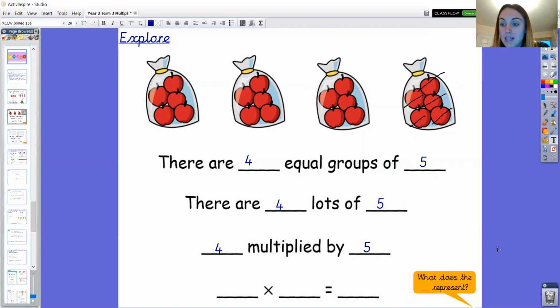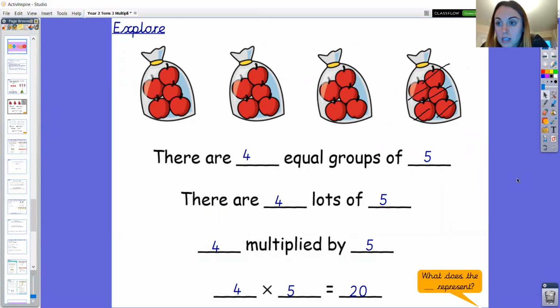Okay, so using these stem sentences to help you, please pause the video and complete the multiplication. You will also need to find the total, or when using multiplication, we often call it the product. Well done, year 2. So the multiplication is, say it together, 4, and we're going to use the word times here, 4 times 5 equals 20. So there are 20 apples altogether.